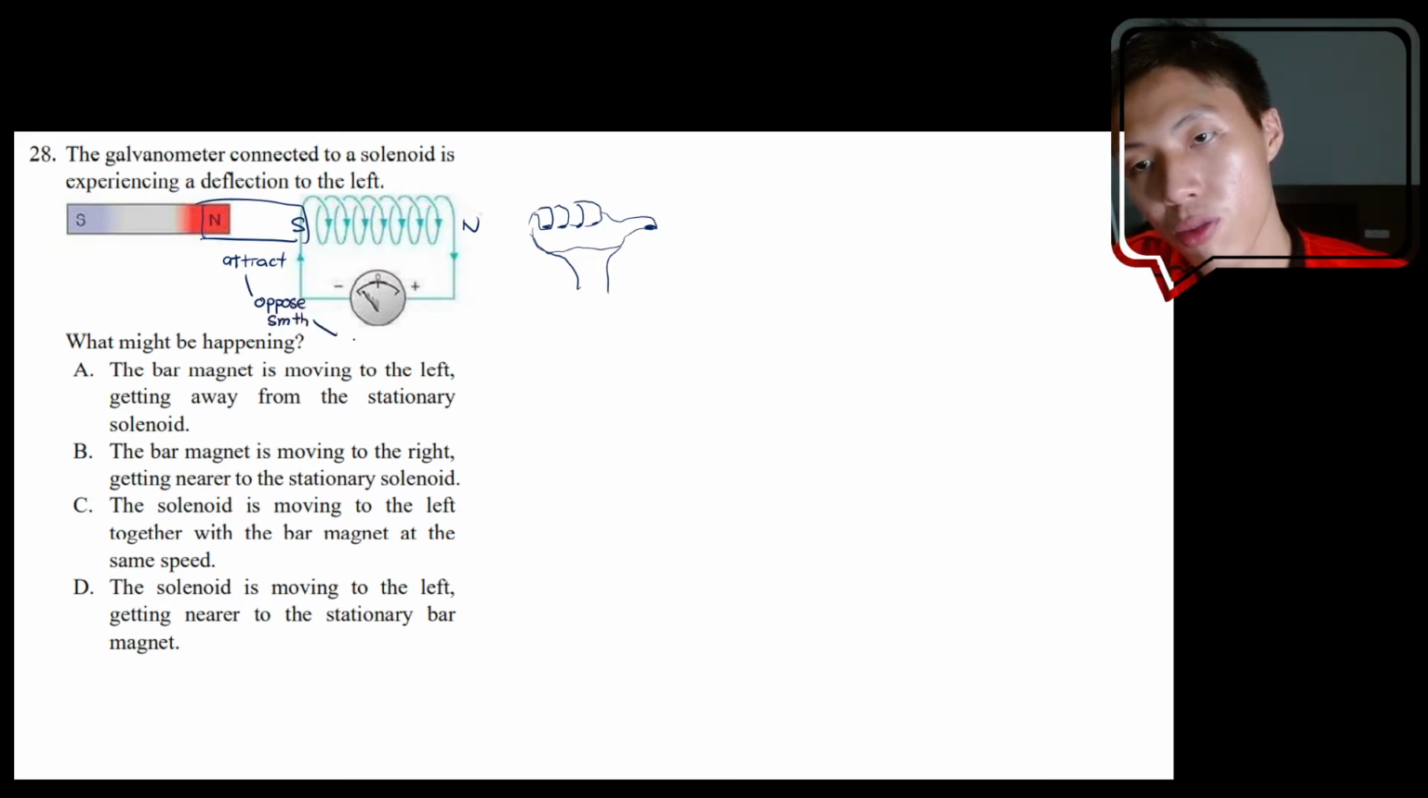So what is it trying to oppose? Trying to oppose it from being far apart. Opposing it from moving away from each other.